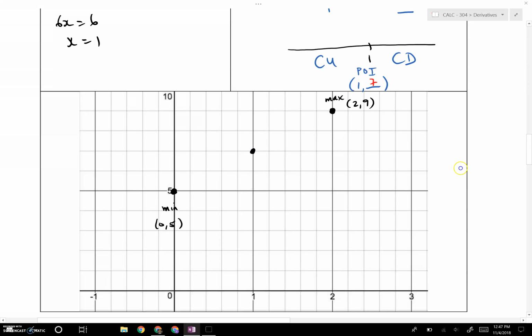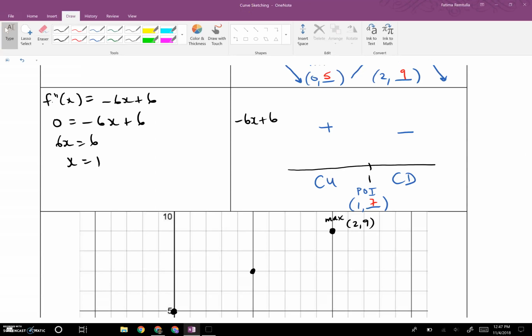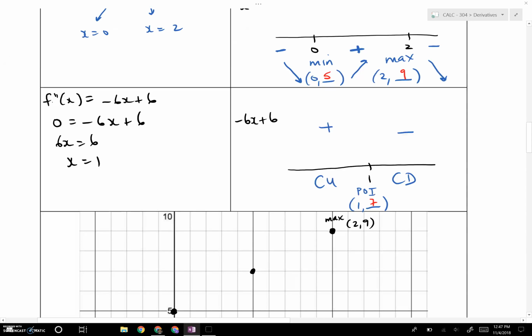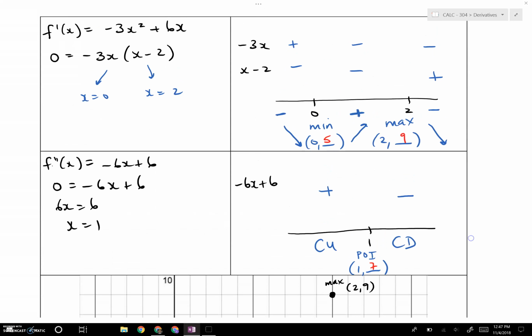So if I put together the information, look here, it is concave up, and then it is concave down. Everything follows exactly what I want it to. If I line up the two sign diagrams here, it exactly shows me what I want to see.